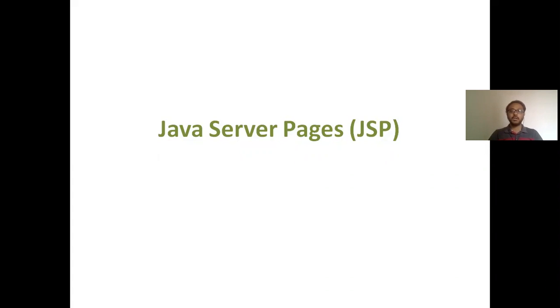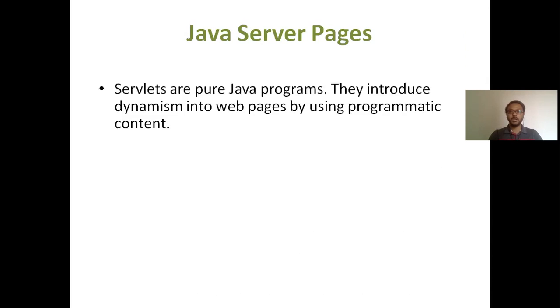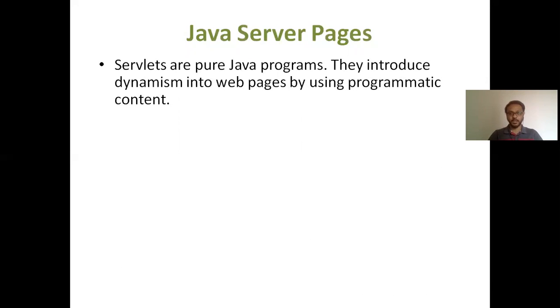In this video, let us discuss what exactly is meant by Java Server Pages (JSP). JSP is a technology which is used to develop web applications using dynamic concepts. So I can develop dynamic web applications using the technology JSP. Before going to JSP, let us discuss what exactly a servlet is.